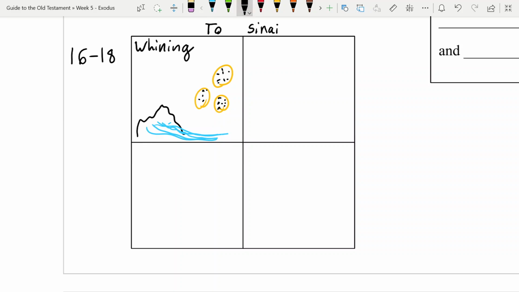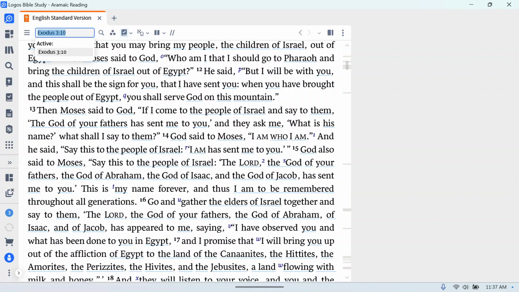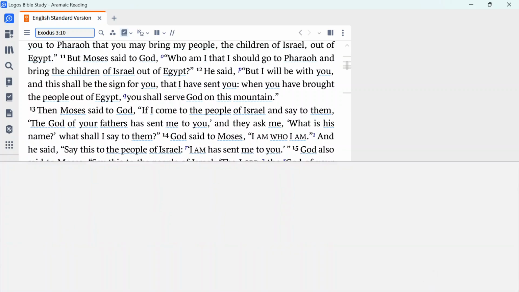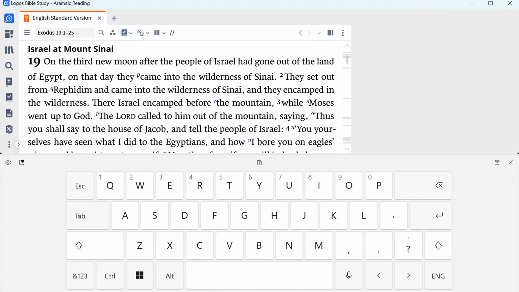Now, in chapter 19, we do finally arrive at Mount Sinai, and we get another major moment in the story where God's going to make a covenant with his people. Let's look at a little text from this portion right here. Let's go to Exodus chapter 19. Get my keyboard out here. Exodus chapter 19. Good.